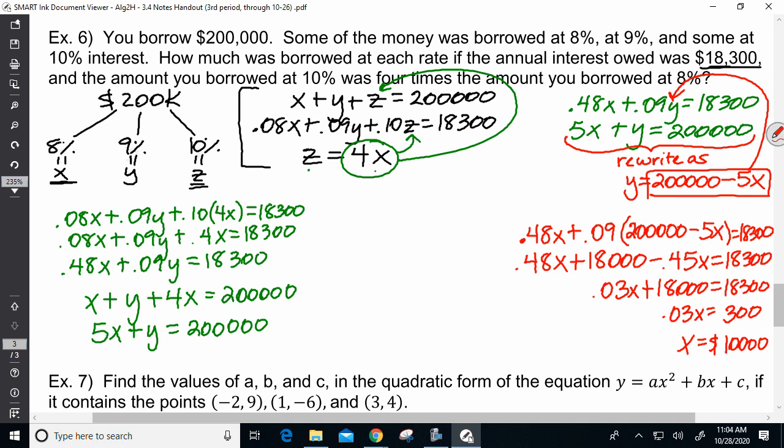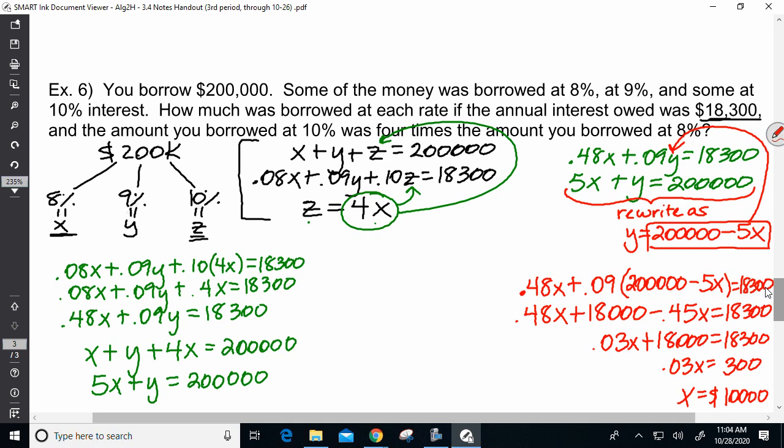Good. Did I slip up anywhere? Sounds like I'm okay. So far, we now know that the 8% account is $10,000 in there. So we still have to find the 9% and the 10%. Once you know one answer, now we can kick everything else off.